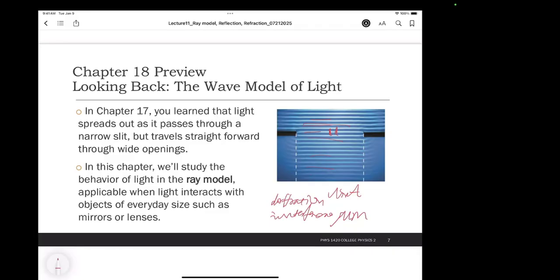And in this chapter, we will study the behavior of light in the ray model, applicable when light interacts with objects of everyday size, such as mirrors or lenses. This is what we will learn in chapter 18.